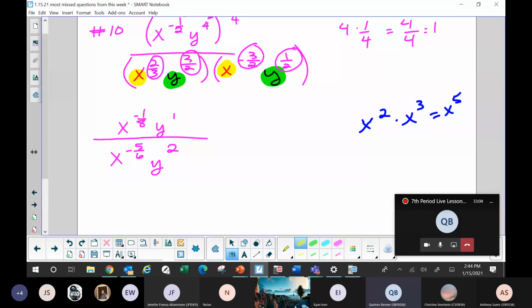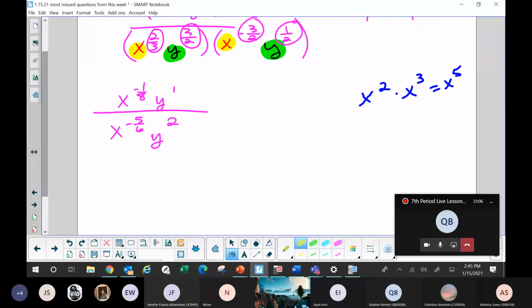Okay, perfect. Now, whenever you are dividing, so this is x to the negative 1/8 divided by x to the negative 5/6, you can subtract your exponents. But before we do that, I like to get rid of my negative exponent. How you get rid of a negative exponent is you move it. So the x to the negative 1/8, that is in the top. If I move that entire thing to the bottom, the exponent is positive now. I'm going to do that with the other one as well. It's in the bottom, so I'm going to move it to the top, and that's going to be positive 5/6.